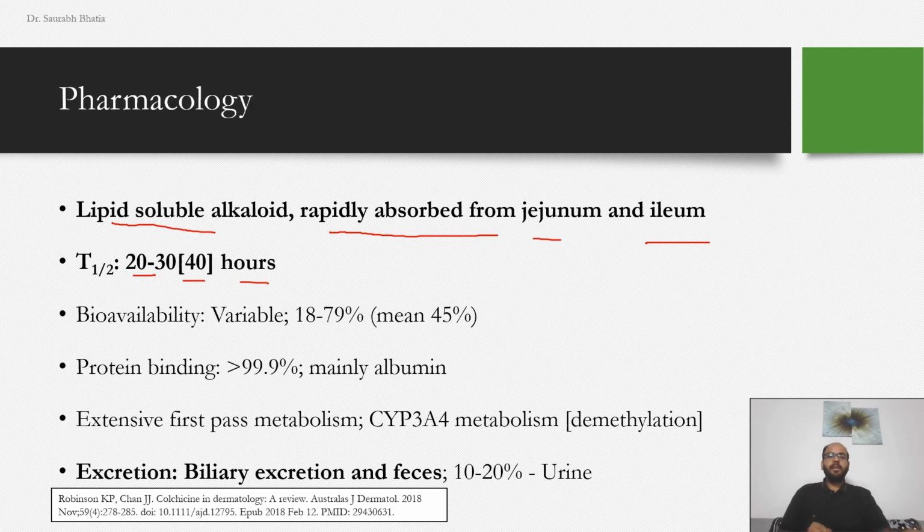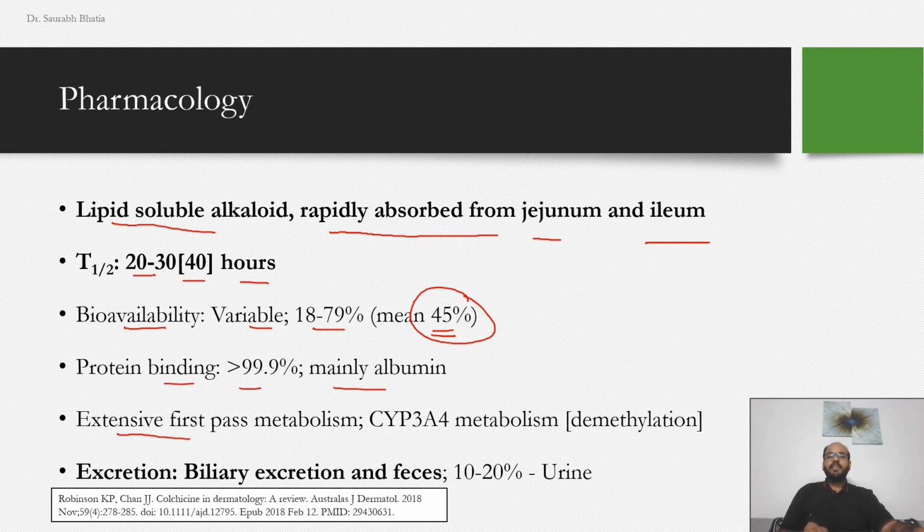Okay. The bioavailability is variable. It ranges from 18 to 79%. The mean is 45%, which many articles mention. So if you want to give one answer, then bioavailability is 45%. Otherwise, it is a range. Why colchicine has a range of bioavailability, or why the bioavailability is variable, we'll understand when we understand the mechanism of action. The protein binding is significant, mainly albumin.